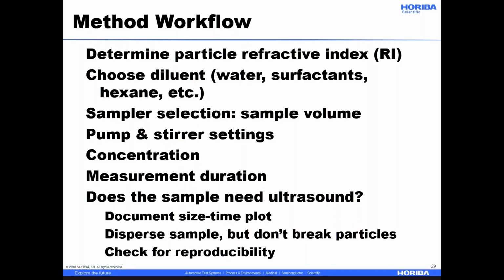Same with concentration choice. And so you'll probably do a series of measurements in order to justify each of these, particularly if you're going to use this method over a long time and you want to make sure that your measurements are staying the same. And really what you're trying to do is reduce the sensitivity of the results to the method. Measurement duration, although in the modern system, that's not typically an issue. Do I need ultrasound? Again, you might try various values of ultrasound to choose the best. You really want to disperse the sample but not break the particles, and you want to check and make sure it's reproducible.